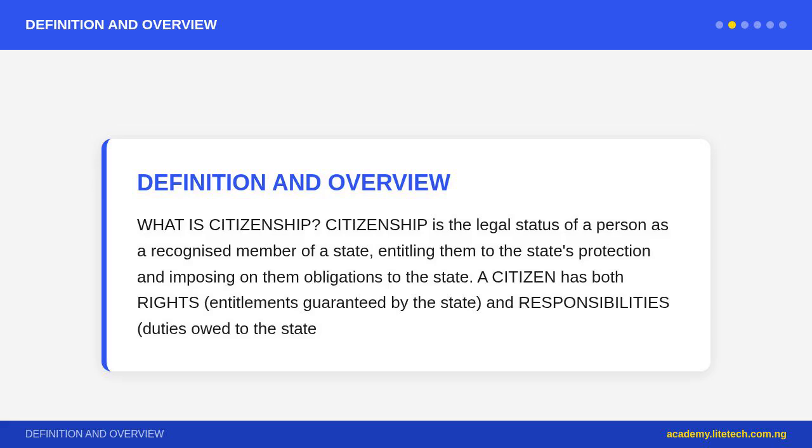Section 36, Right to fair hearing. Every person charged with a criminal offense has the right to a fair, public, and speedy trial, presumed innocent until proven guilty. Section 37, Right to private and family life. Citizens' privacy, homes, and correspondence are protected from unlawful search. Section 38, Right to freedom of thought, conscience, and religion. Every person is free to believe what they choose and practice any religion, Christianity, Islam, African traditional religion, or none.